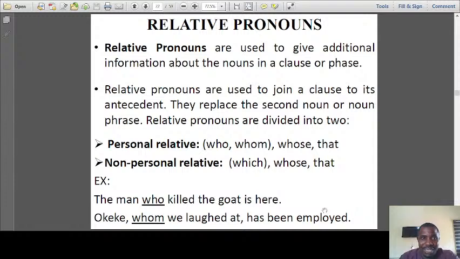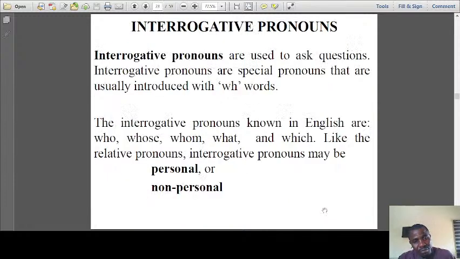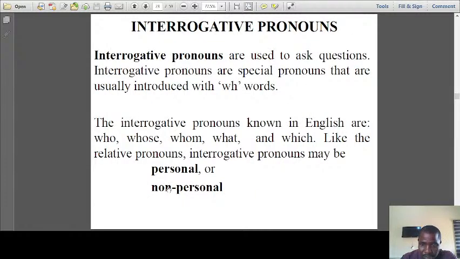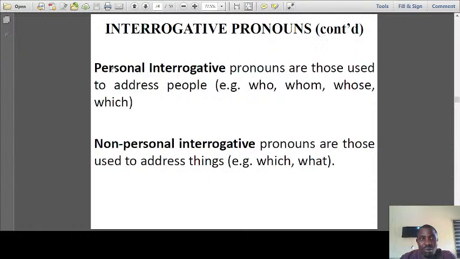How are we following? We shall see rounds of interrogative pronouns. Here are pronouns that we use to ask questions. We use them mostly to ask questions, and there are who, whose, whom, what, and which. We can divide them into two, personal and non-personal, just like we did to relative pronouns. We also do it to interrogative pronouns.